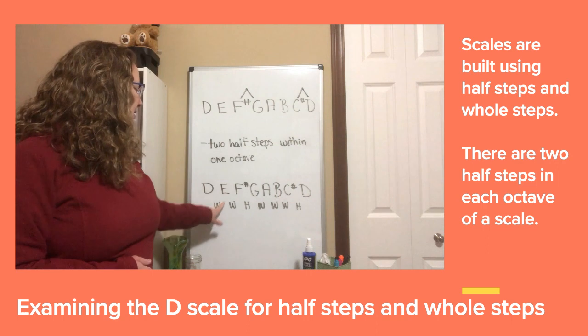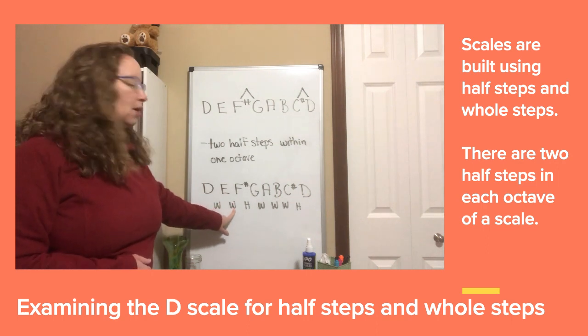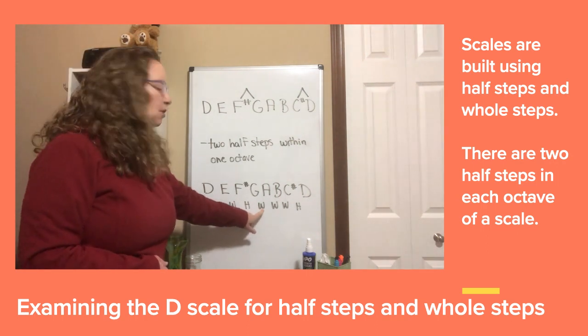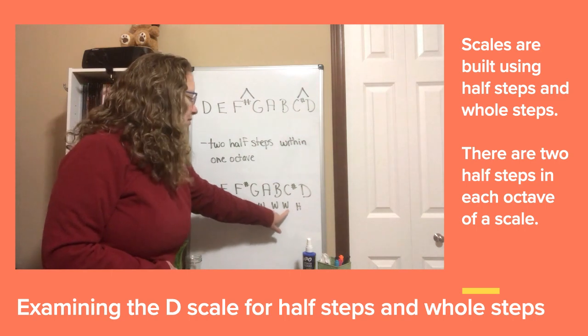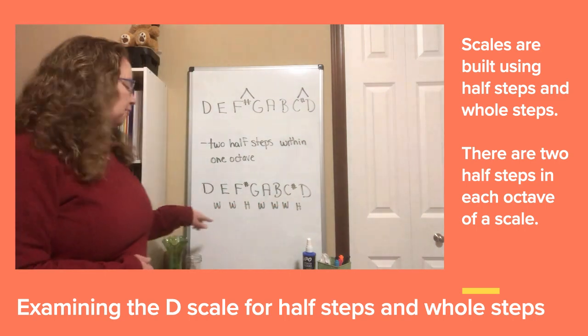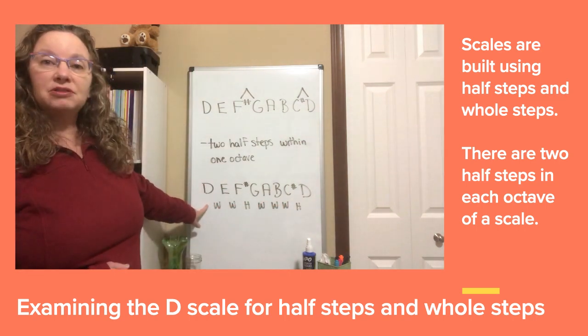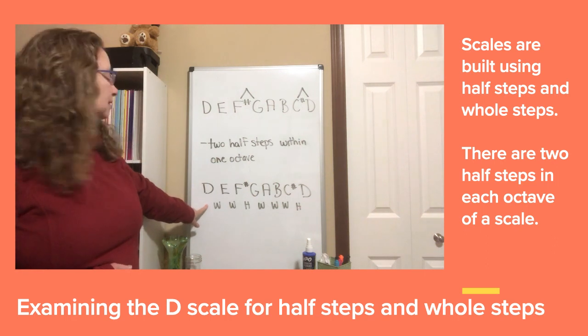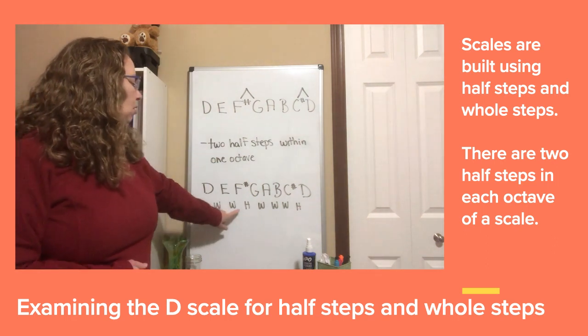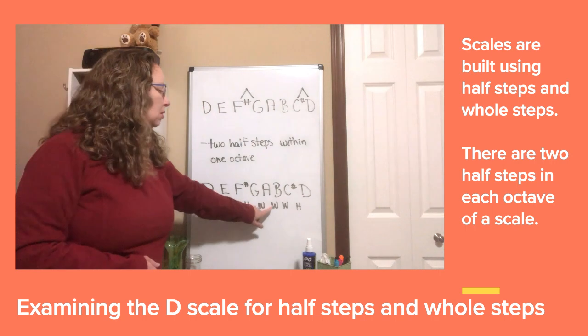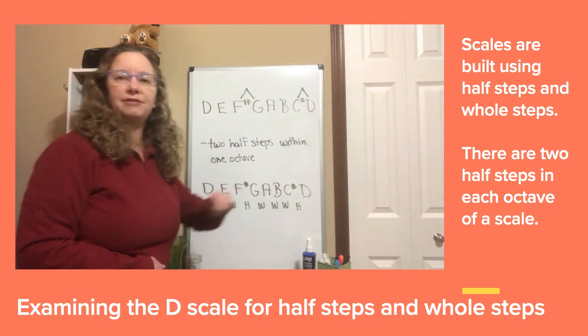So between D and E is a whole, whole, half, whole, whole, whole, half. So the formula to build a major scale, which is what we are learning in class, is whole, whole, half, whole, whole, whole, half.